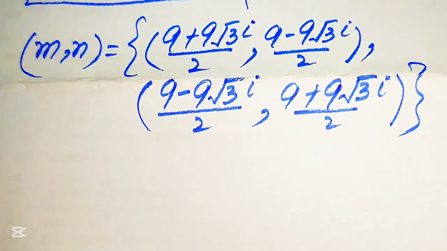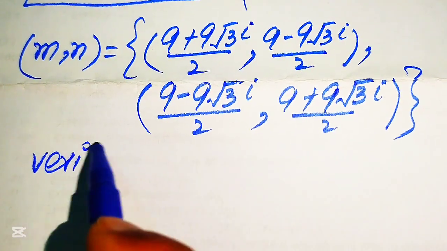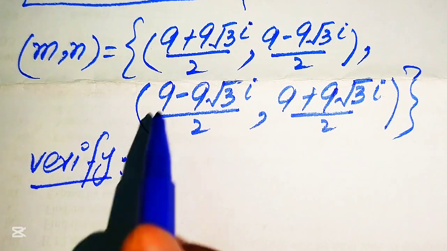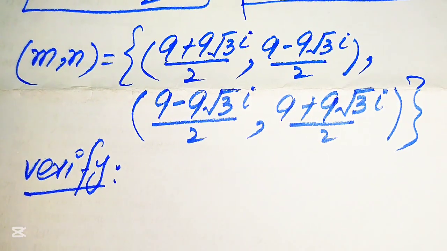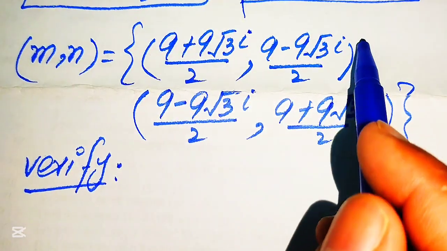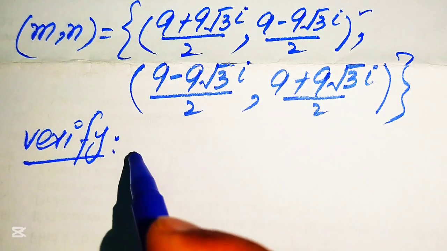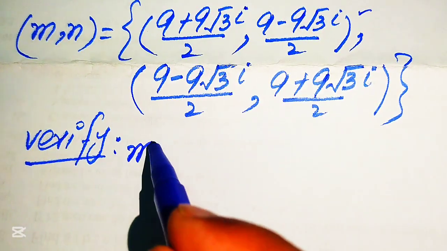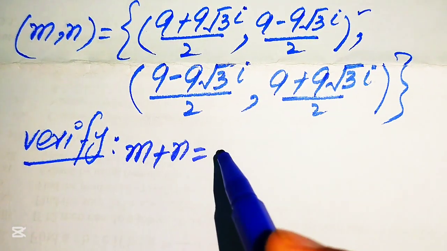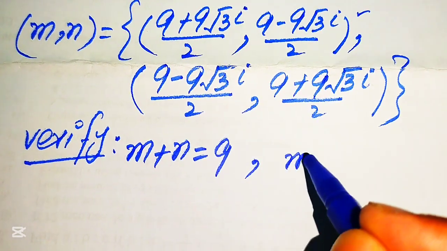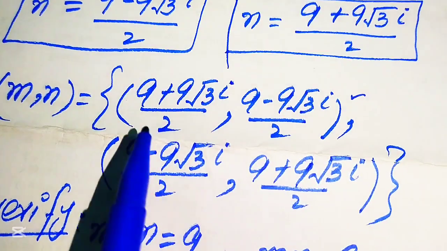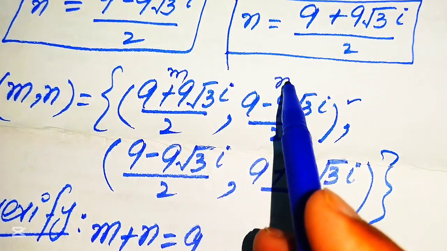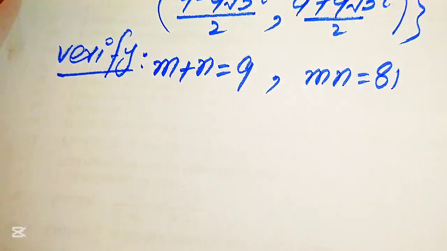And now in the next step we need to verify these solution sets. Here I can just verify one solution and leave the verification of the other solution up to you. You can do the verification of the second solution by yourself. So for the verification of the first solution, we first copy down the given question statement here. The given first equation is m plus n equals 9. The second equation is m times n equals 81. So here this is the value of m, this is the value of n. We put these two values in both of these equations.